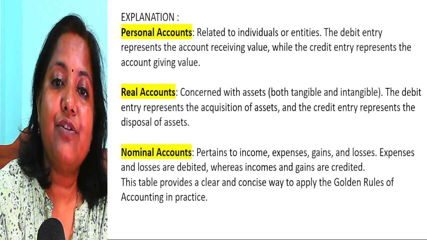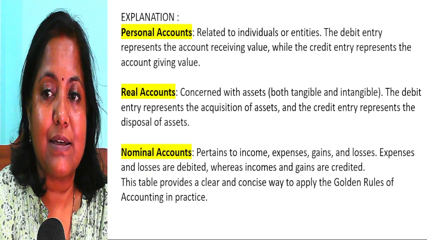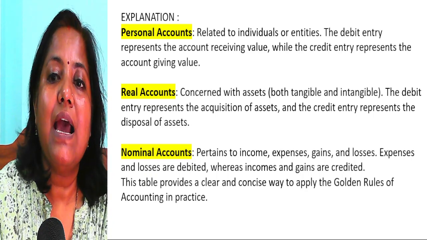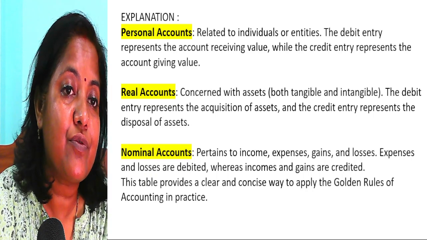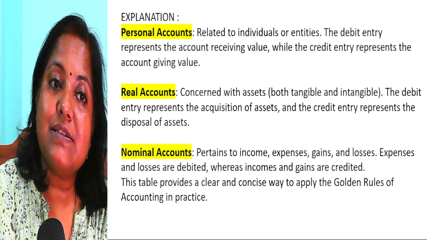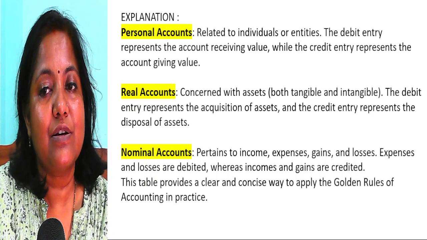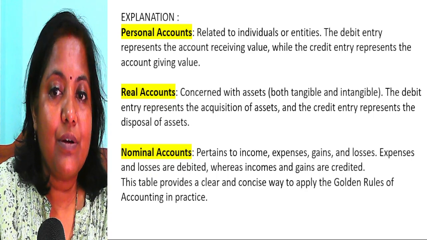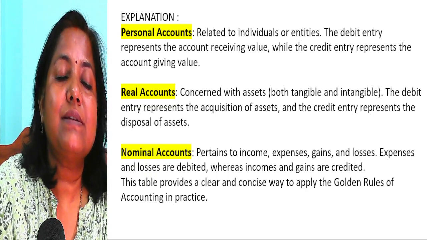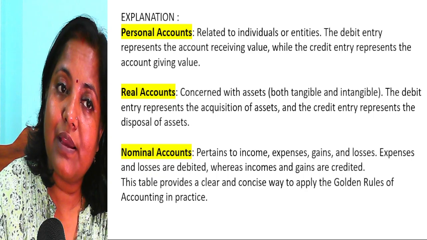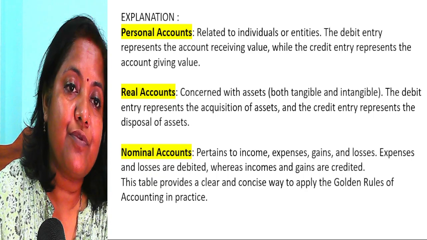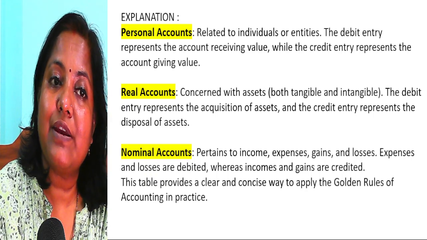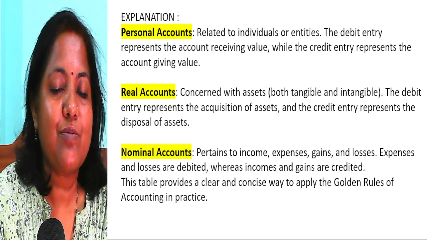The debit entry represents the acquisition of assets. If an asset increases, the debit entry comes here, and the credit entry represents the disposal of assets. As I just told you, if an asset increases, debit it; if it decreases, credit it. So the real account deals with assets, both intangible assets like goodwill and tangible assets, any furniture, whatever you say. The debit entry represents the acquisition of assets, and the credit entry is the disposal of the asset. Disposal of an asset means sale of the asset.